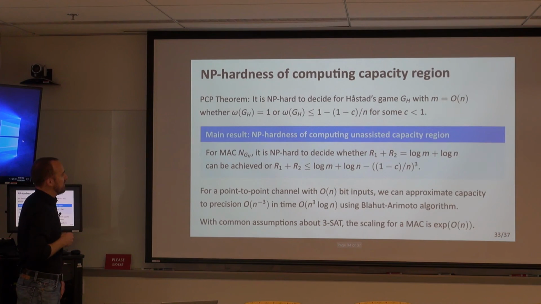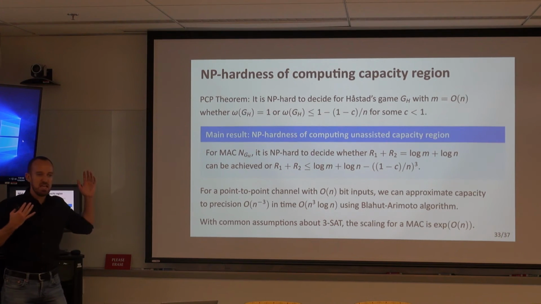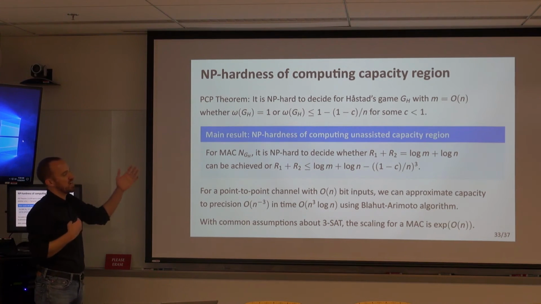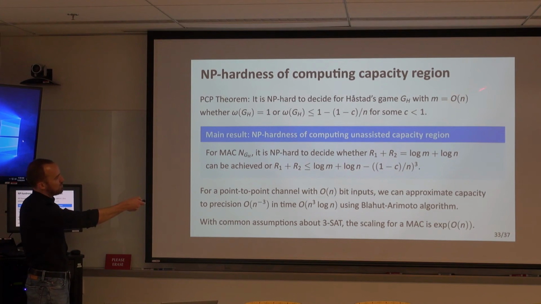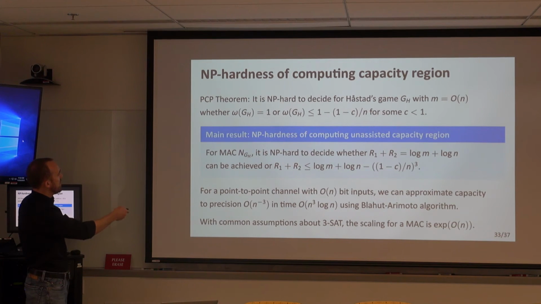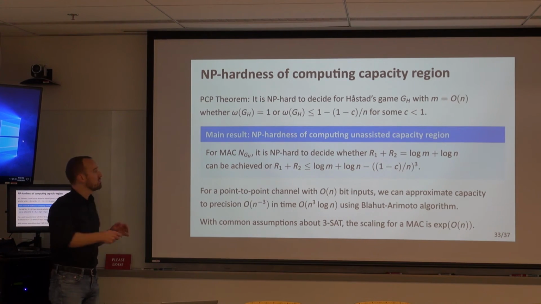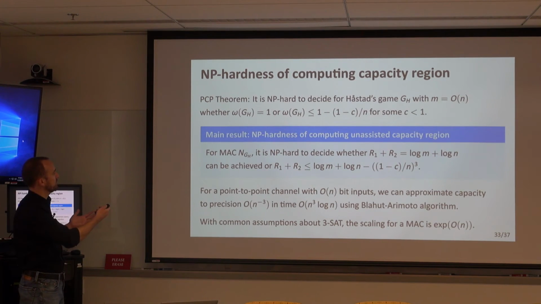And then what Håstad proved is that using the PCP theorem, you can show that it's NP hard to decide for this game, if m, the number of clauses, scales linearly, whether that game has a perfect strategy or every strategy is bounded away from 1. It is NP hard to decide. Okay?